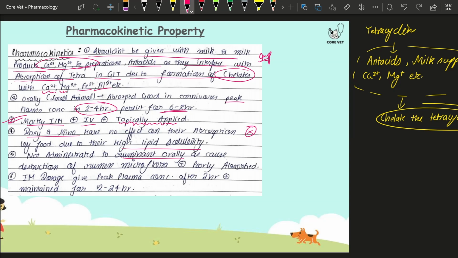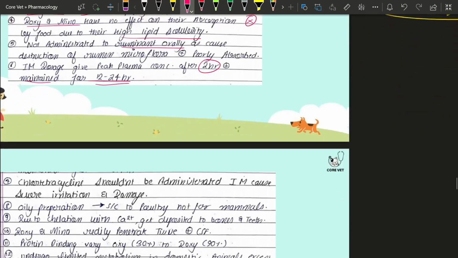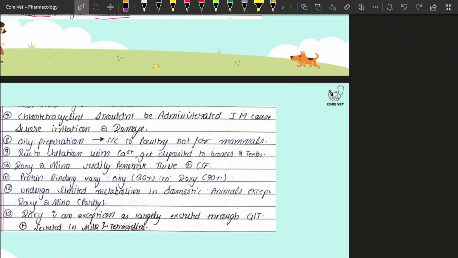The IM dosage gives the peak concentration within 2 hours, and it may maintain for 12 to 24 hours. If we talk about the next few points, the clot tetracycline shouldn't be administered through the IM route as it causes severe irritation and damage. So that's the point for the clot tetracycline that you should remember.